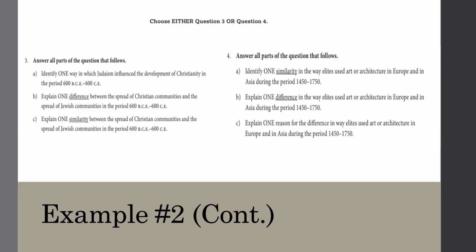So just read through the questions in the set and choose which one you know about. So, for example, like, oh, yeah, I know about Judaism and Christianity in the periods of 600 BCE and 600 CE. Or, like, hey, I know the similarity between art and architecture and how the elites used them in 1450 to 1750. If you know either one of those, for example, then go to the question set that talks about it. It's plain and simple.